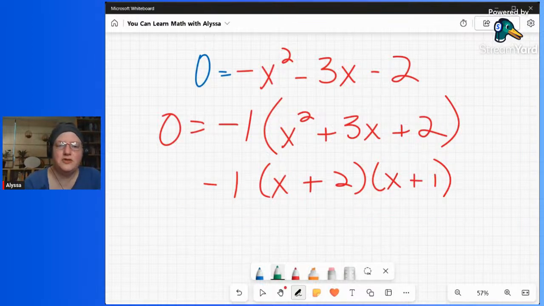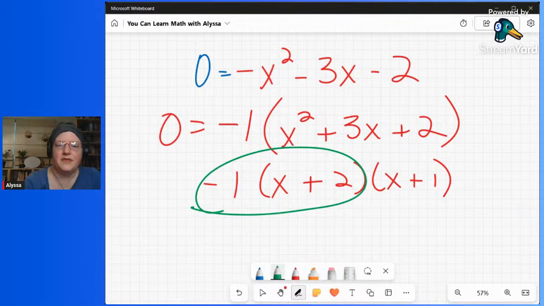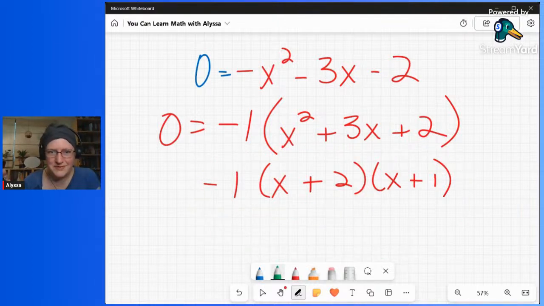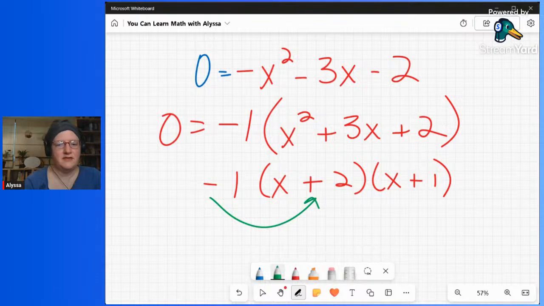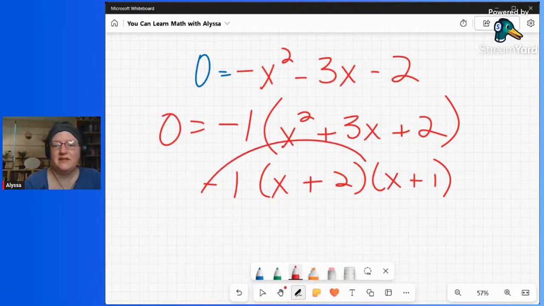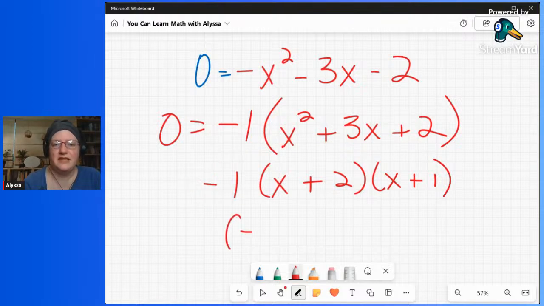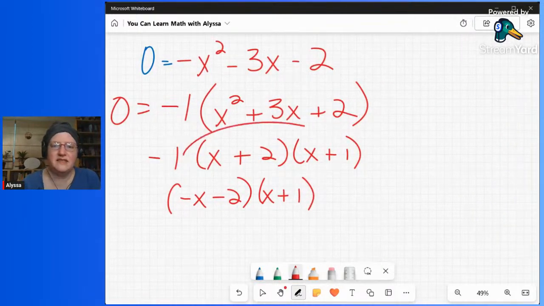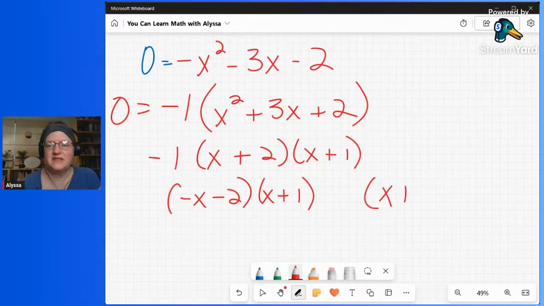Some teachers will want you to distribute the -1 by multiplying it through one of these. Don't do it to both of them. Big no-no. Just pick one. And with the SAT, you might have to look and see, did they multiply -1 by the first one or -1 by the second one? So what that's saying is, if I multiply -1 by this first one, I would get -x minus 2 times x plus 1. And if I chose to multiply it by the second one instead, I would have gotten x plus 2 times -x minus 1.